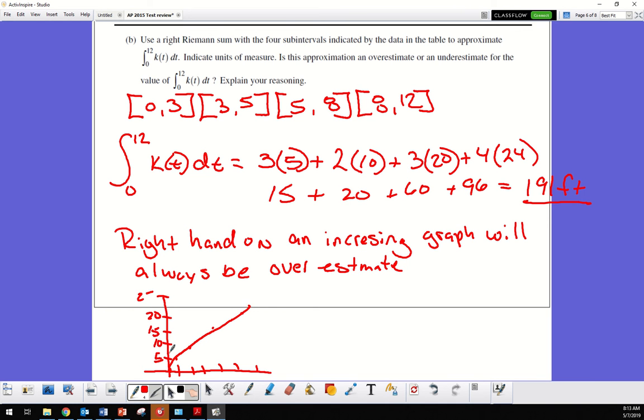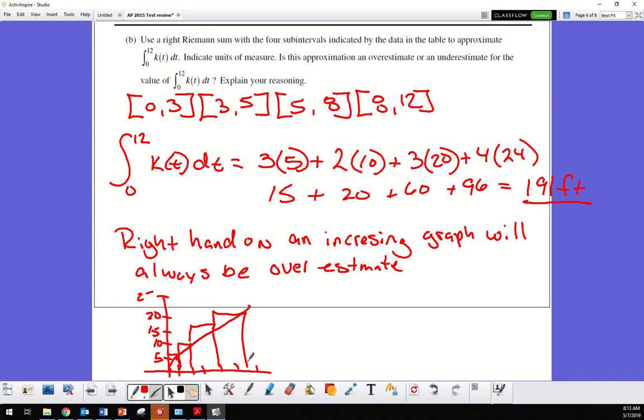If you're sketching it, draw your little rectangles like that. You can draw it to show diagrams and explain that it is an overestimate. You could say see the graph. That would be another way to get that point. Yes. So if I wrote like this, it's an overestimation because k of 3 is bigger than k of 0, k of 5 is bigger than k of 3, like on an increasing graph.